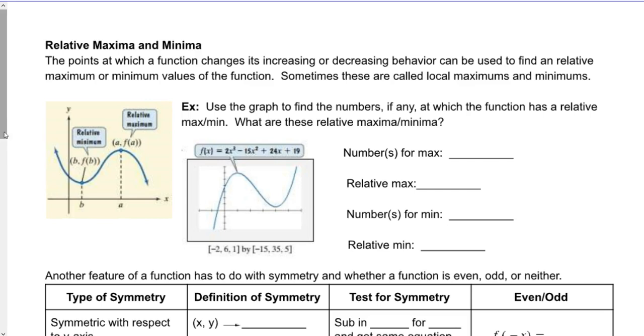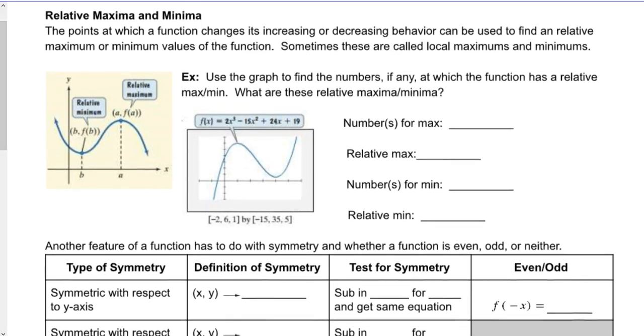Now let's talk about relative max and relative minimum. If I have a maximum, it's like a high point. If I have a minimum, that's the lowest it can be. So we're going to also look at that in terms of a function. The point at which a function changes its increasing or decreasing behavior can be used to find a relative max or a min. Sometimes these are called local maximums and minimums, or relative maximum. They're the same thing. Different books and different times will say different things.